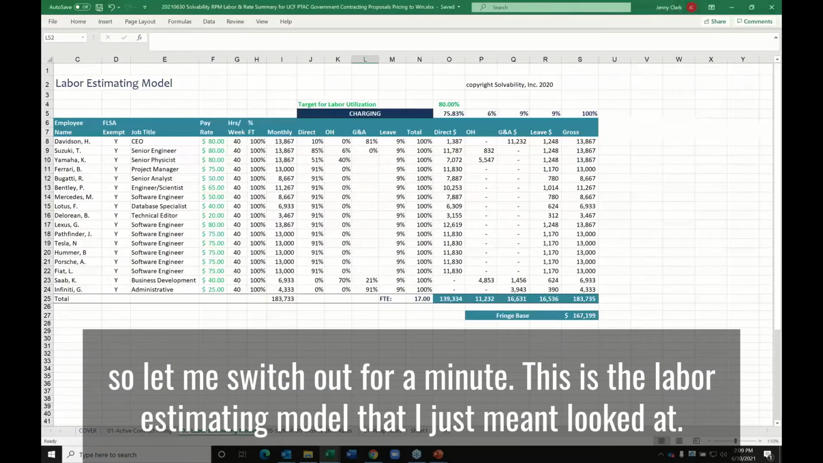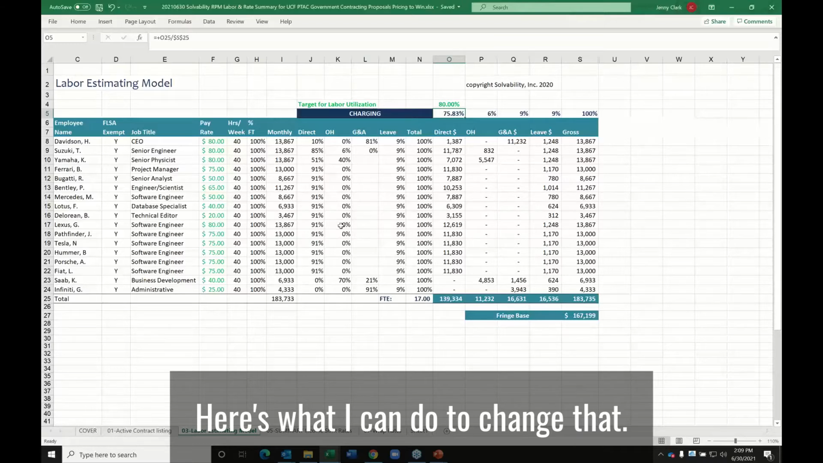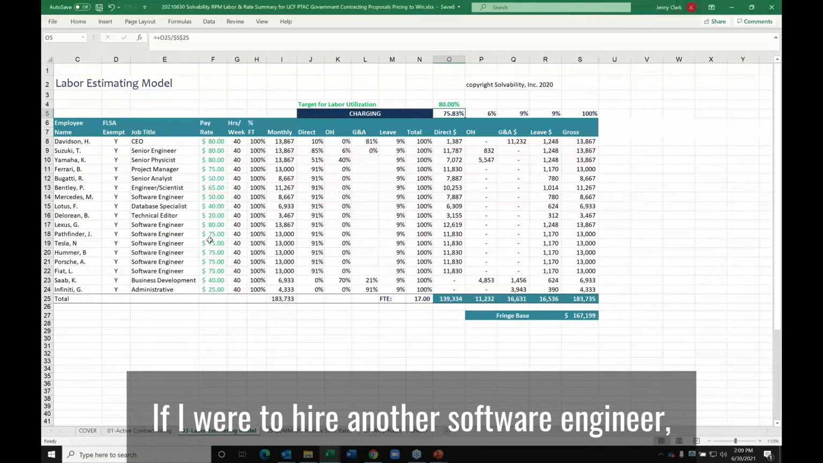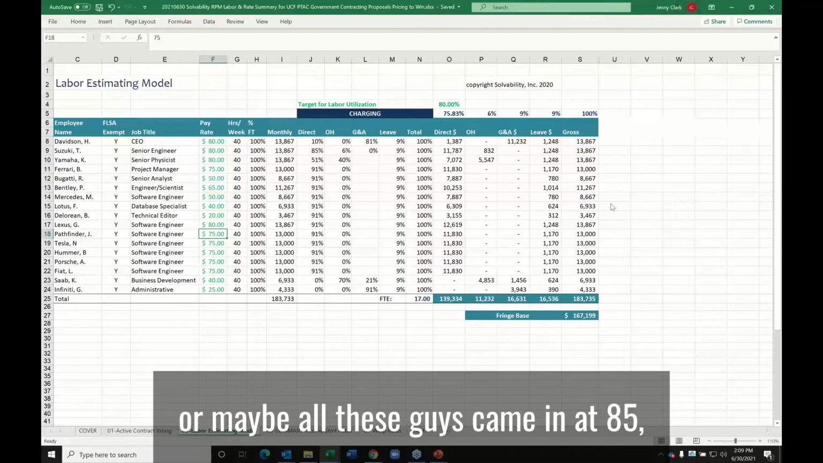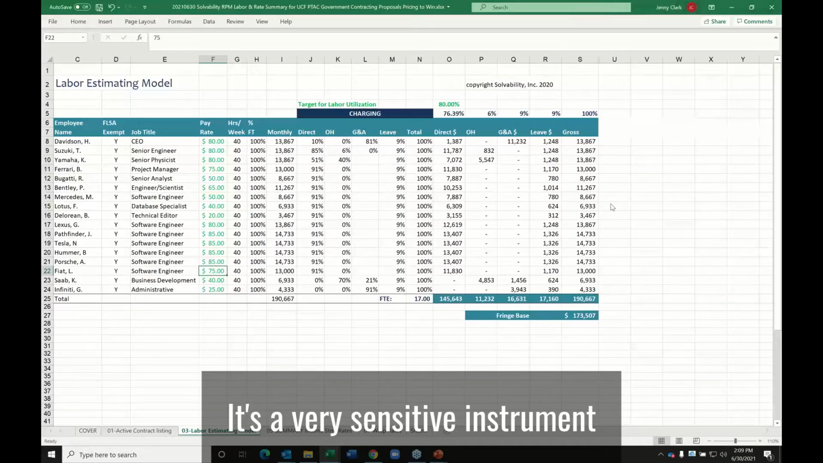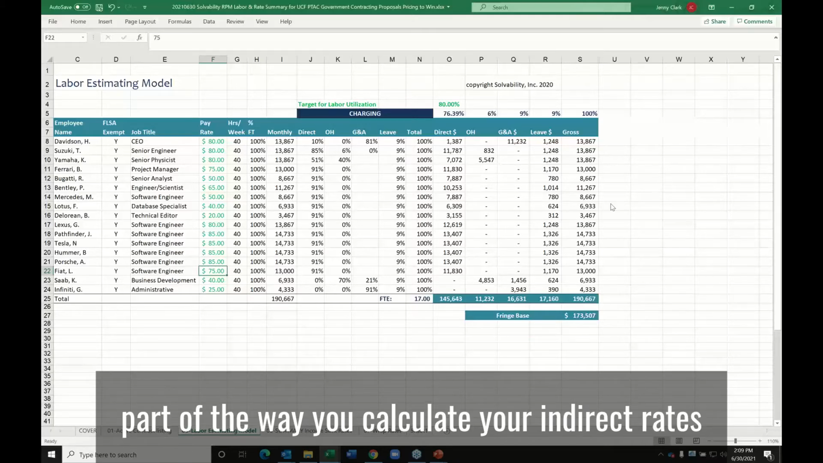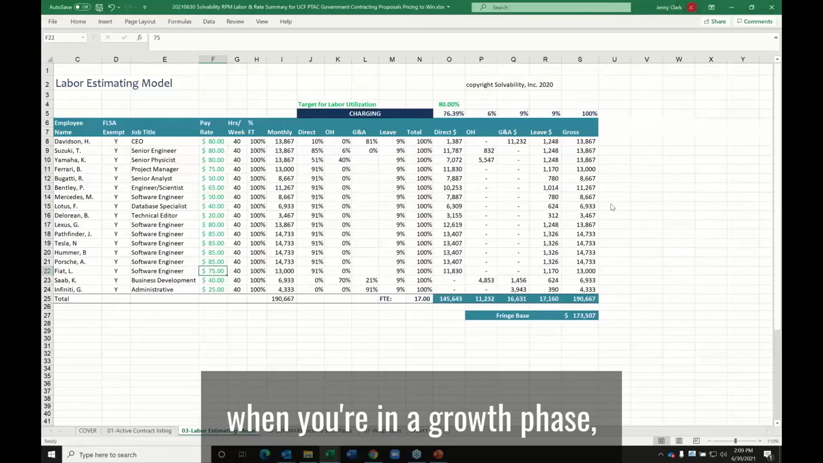This is the labor estimating model that I just looked at. You can see up here I'm at 75% direct. Here's what I can do to change that. If I were to hire another software engineer, or maybe all these guys came in at 85, you can see how it's mathematically driving those percentages up. It's a very sensitive instrument there, and you want to have a process inside your company where this is part of the way you calculate your indirect rates and do projections.